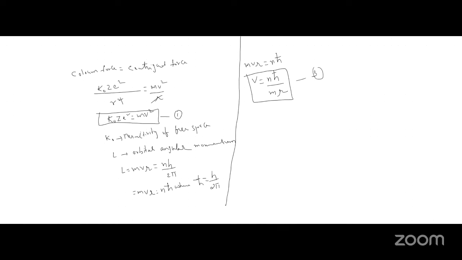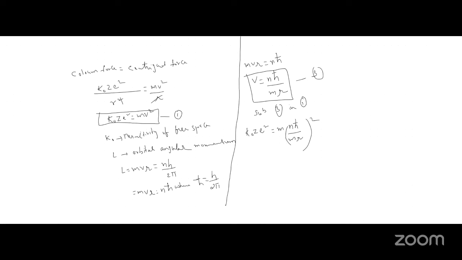Substitute 3 in 1. We need to take 3 and put it in 1. What is 1? K naught ZE square by MV square is there, right? Here we need to substitute the V from 3 in this. So what will we get? K naught ZE square is equal to M times of nh dash by MR, whole square. So what do we get?